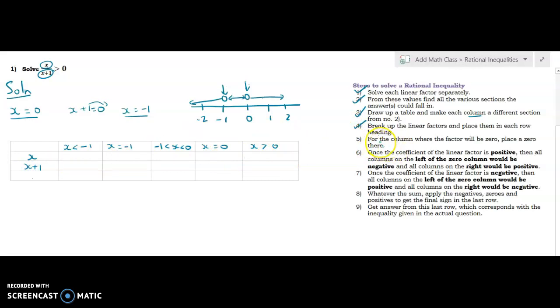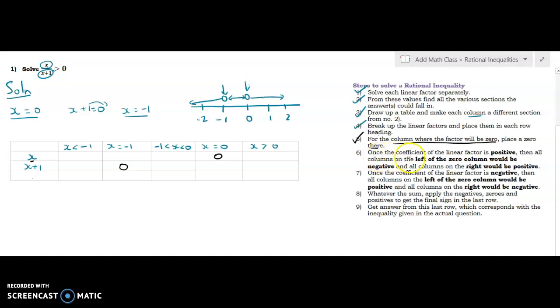So now for the column where the factor will be 0, place a 0 there. So now I'm going to fill in this table. You might say, Miss, I don't know what you're talking about. For the column where the factor will be 0, place a 0 there. So if I have x here, it's only when x is 0 I will have a 0 here, right? Similarly, if I had x plus 1 here, it's only when x is minus 1, this column here, I'll have a 0 here, right? So that's simply what it means. So that takes care of this step here.